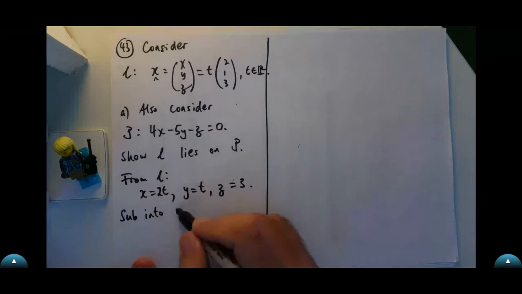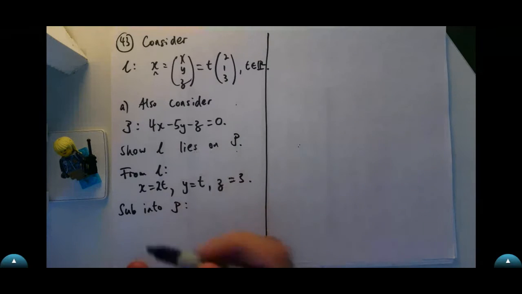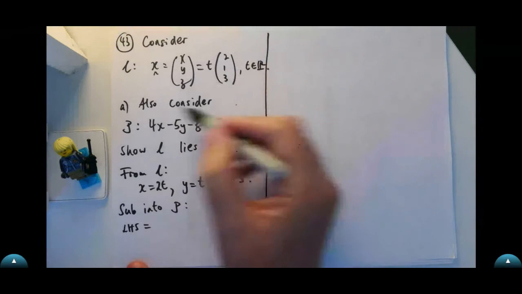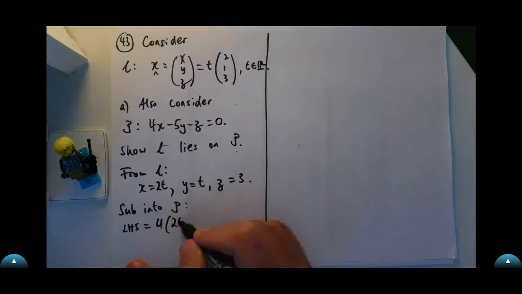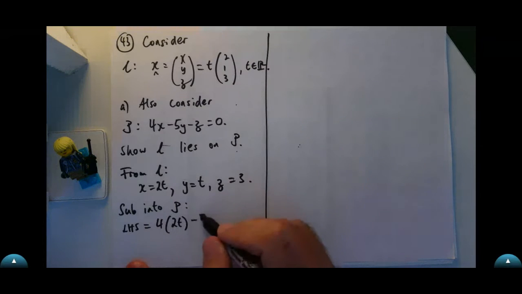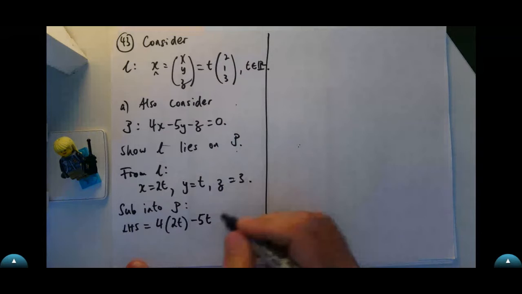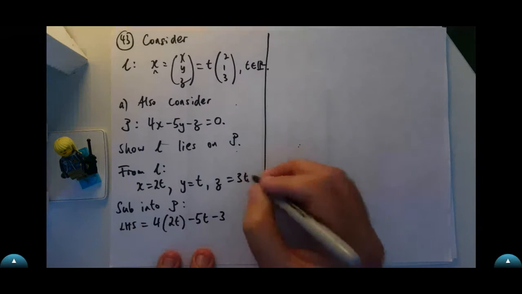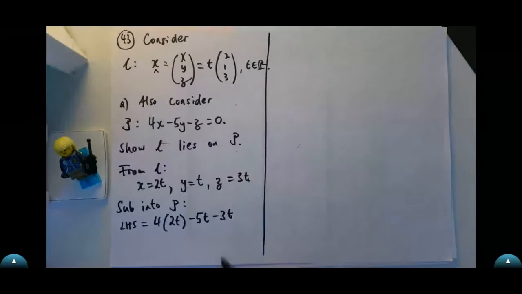And we substitute that into p. So the left-hand side, we want that to add up to 0. If we know that that's true, then every point here has to satisfy this. Okay, so 5 times y is 5 times t, and that's 3t, sorry, 3t. Okay, because z equals 3t.